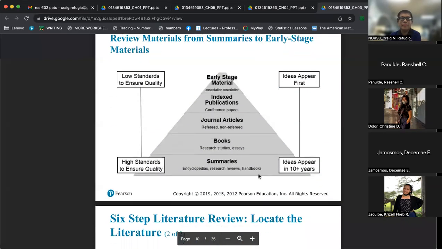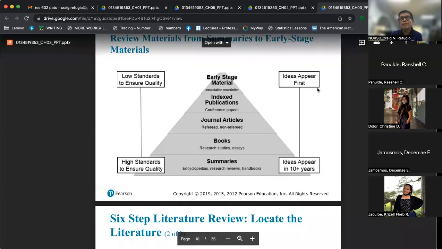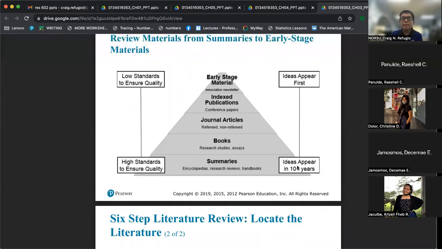So we look at this one: low standards to ensure quality, to high standards to ensure quality. On the other side, ideas appear first, then ideas appear in 10-plus years. So we have that concept in a non-strict manner within the last 10 years, but in a stricter manner within the last 5 years. If you can have it within the last 2 years, much better.